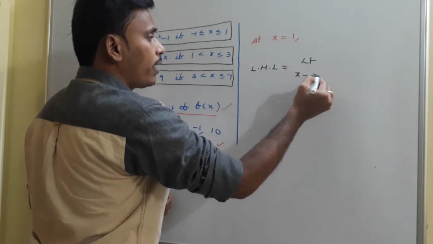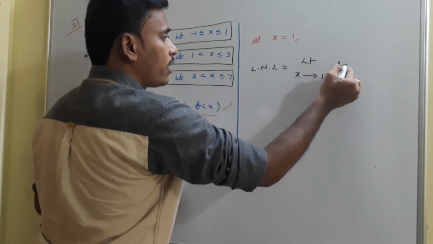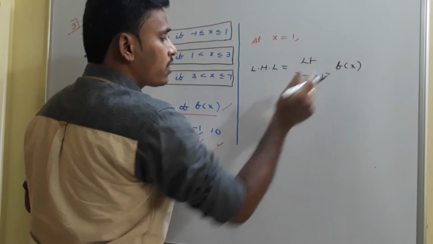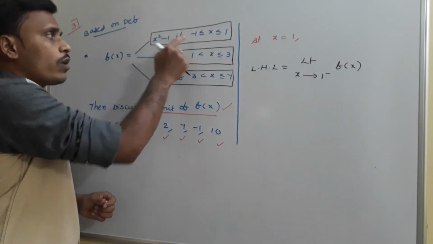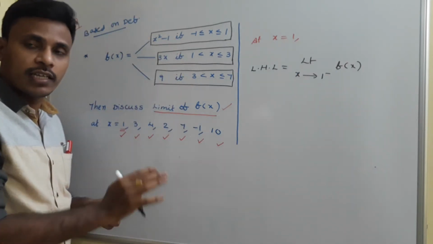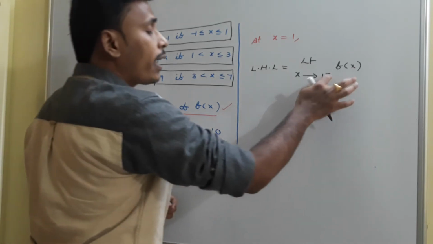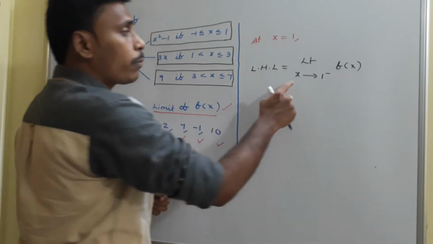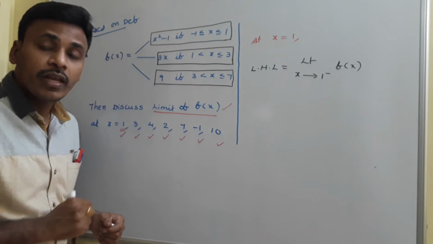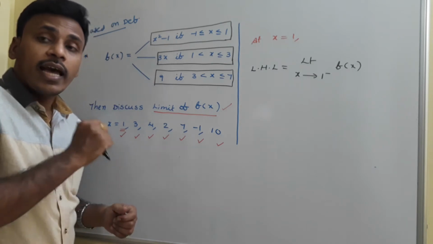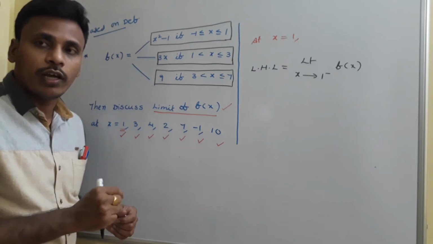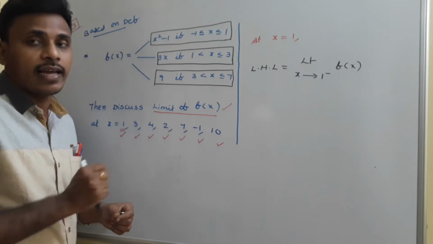First of all, LH is simply the left hand limit. That is, limit x tends to 1 minus f of x. See, 1 minus is different from minus 1. Minus 1 is just a negative number, the negative of 1. It's an integer, you know it. But 1 minus is the concept. What does it mean? x tends to 1 minus in the sense, the x value is very near to a as well as the x value is less than a.